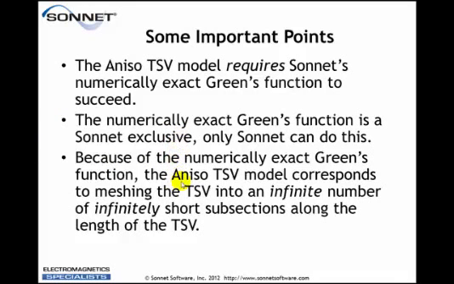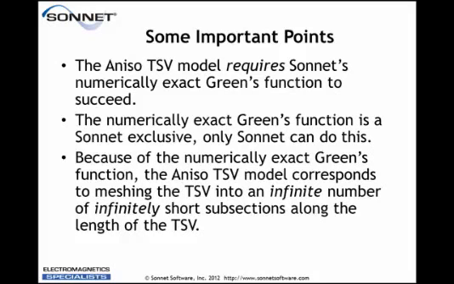Because of the numerically exact Green's function, the anisotropic TSV model in Sonnet corresponds to meshing the through silicon via's length into an infinite number of infinitely short subsections along the length. The baseline we meshed into 256 cells along its length. The anisotropic model is effectively an infinite number of infinitely short subsections along the length of the through silicon via. And it does this with no cost, equivalent to an infinite number of subsections with no subsections at all.